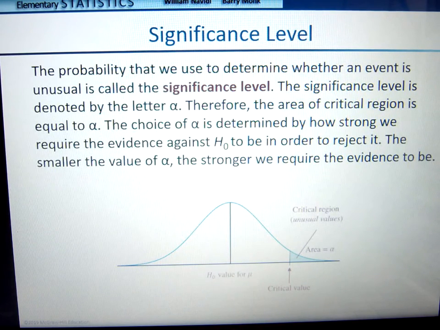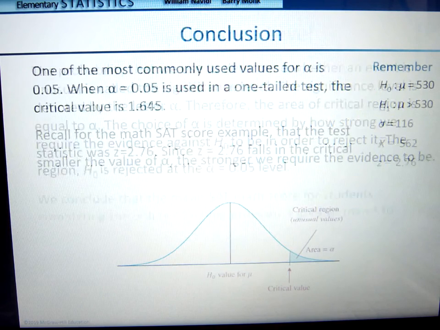The probability that we use to determine whether an event is unusual is called the significance level. The significance level is denoted by alpha. Therefore, the area of the critical region is equal to alpha. The choice of alpha is determined by how strong we require the evidence against the null hypothesis to be in order to reject it. The smaller the value of alpha, the stronger we require the evidence to be. There'll be some examples coming up.